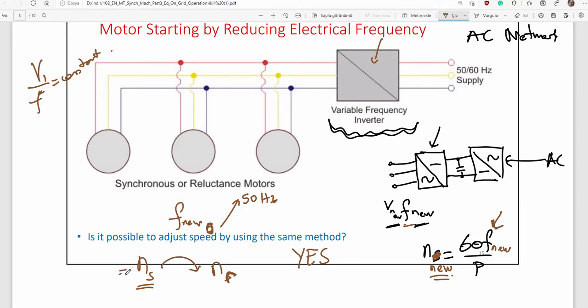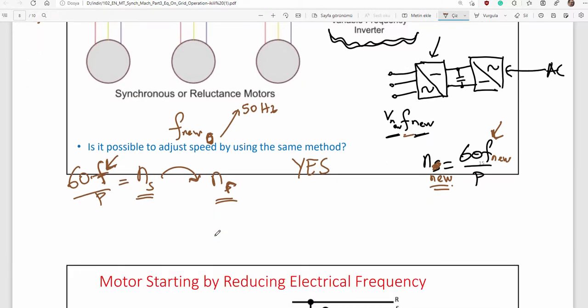rotor speed adjustment, will cause rotor speed control. Synchronous speed, which is rotating magnetic field speed, is 60 F over pole pair number. So you apply any frequency after the locking synchronization process, and then you change frequency. Since the rotor is synchronized or magnetically locked to the rotating field of the stator, they move together synchronously at a new speed coming from the new frequency. So the speed will be adjusted.